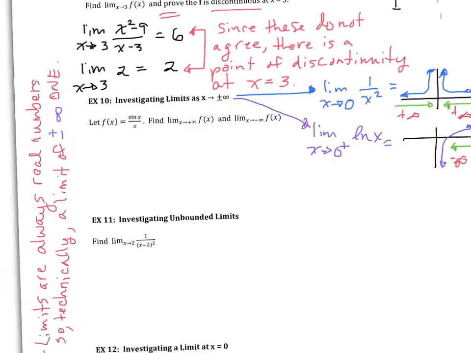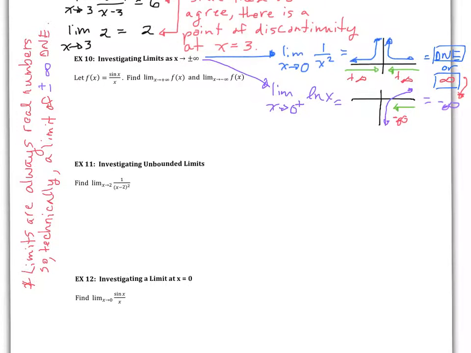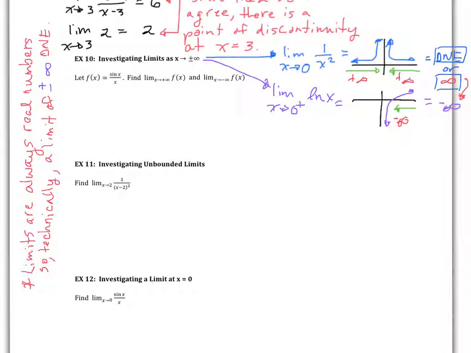Okay, so then let's look back at our problems. Let's actually look at this particular problem right here. We've used this a lot, haven't we? But this time, instead of approaching 0, we're going to approach positive infinity and negative infinity. So let's go ahead and draw that graph.